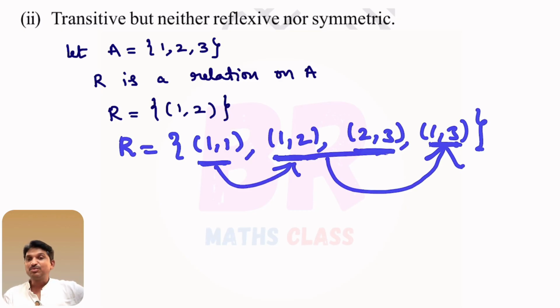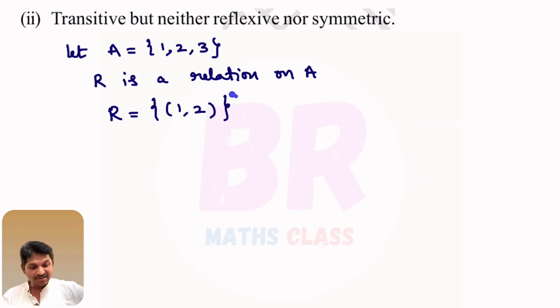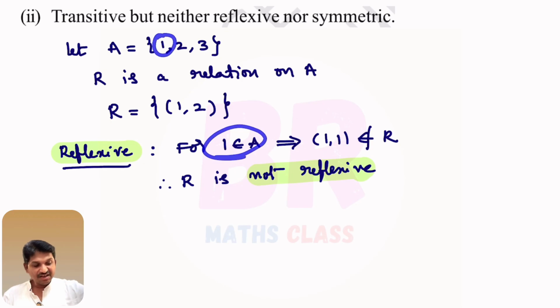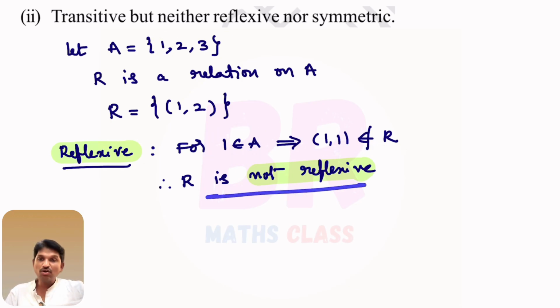Why I am saying this is because it is very important. If you work out 4-5 examples like this, you will get a clear idea about transitive, reflexive, symmetric, right? Okay. So in board examination, how will you write the steps? Reflexive, very simple. The element 1 is there in set A, but 1 comma 1 is not in the relation. That's why this relation is not reflexive.